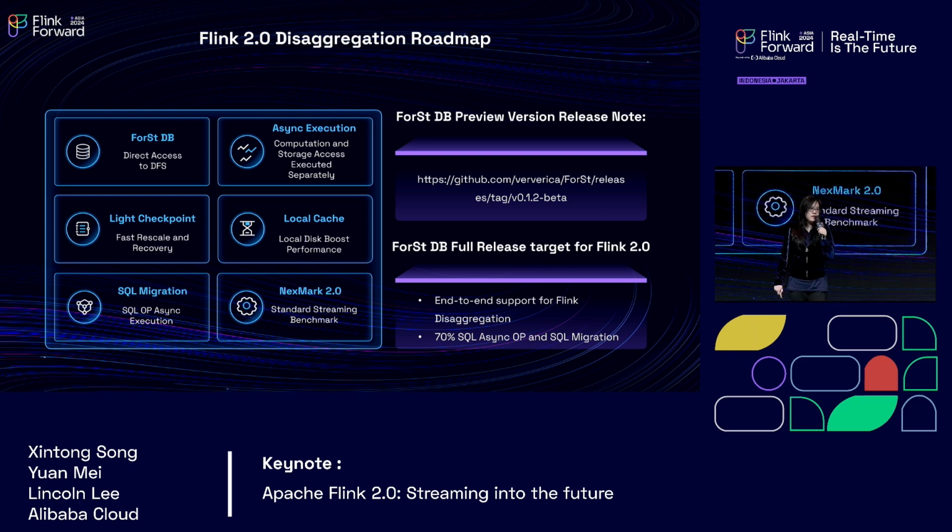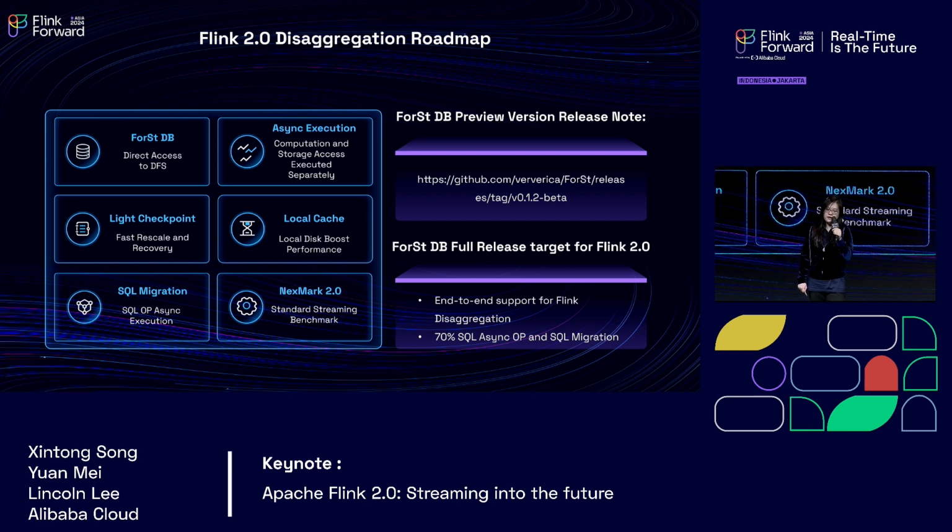Flink 2.0 is expected to be released early next year, and in the blue box there are 6 major areas we're going to achieve in disaggregation. As I said before, ForSt DB and async execution are the cornerstones that make disaggregation successful. And the ForSt DB preview version was already released 2 months ago. The link is shown here, and it shares some of the experiment results. If you are interested, you could also have some end-to-end experience and play with it.